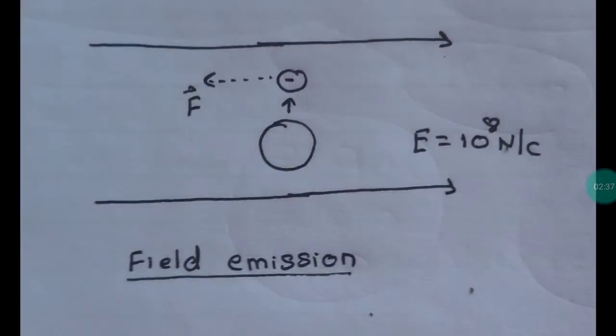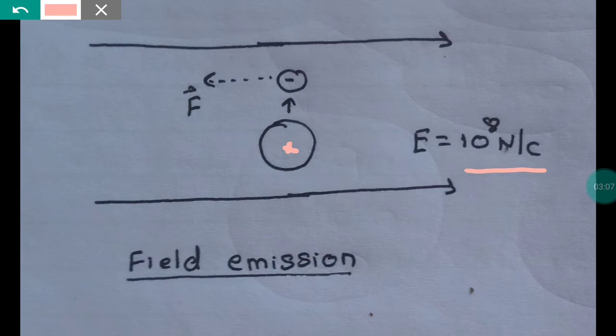The next method is cold cathode emission, which we also call field emission. What is happening here is this is the metallic body, and the electron is trying to escape out. As soon as the electron tries to escape out, the body will try to pull it back. But if we have a very strong electric field surrounding this, how strong? 10 to the power 8 Newton per Coulomb. This much strong electric field.